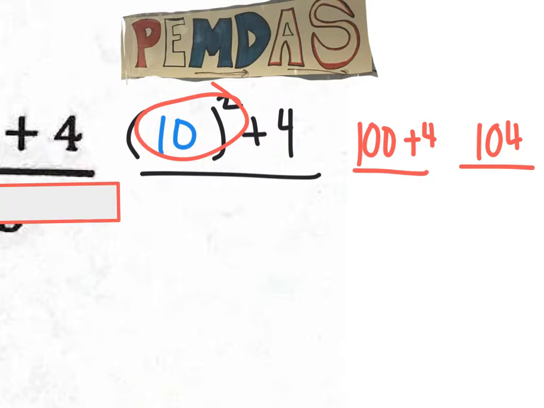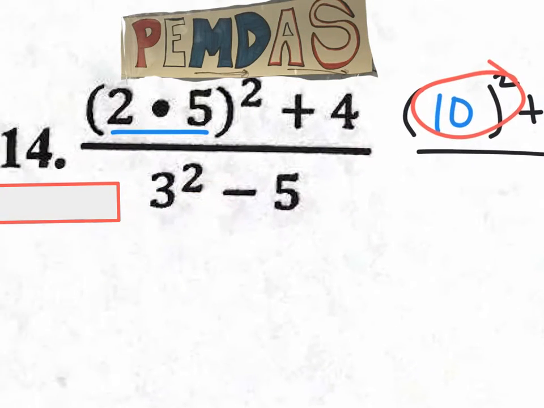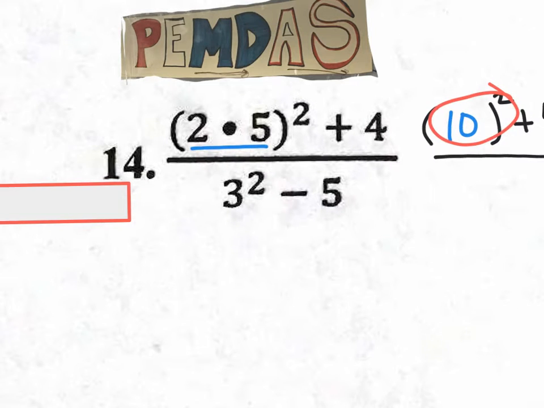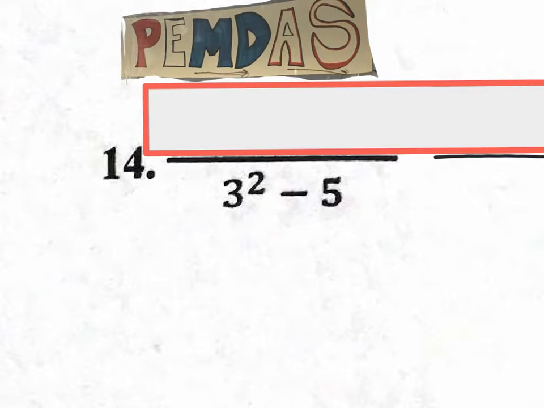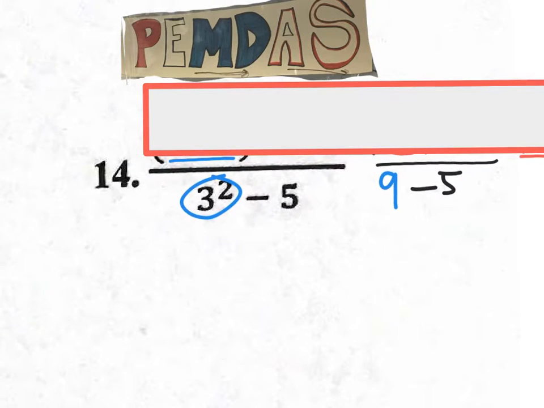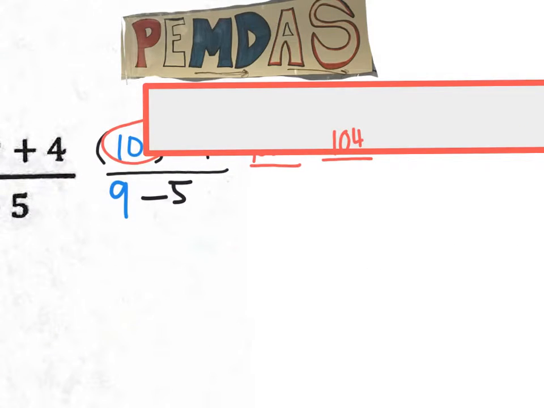So let's go back to the denominator now on number 14, and let's ignore what we did up here on the top. On the denominator we have two operations. We have exponents and subtraction. So do we do exponents or subtraction? Which one do we do first? Exponents, obviously. So 3 squared is 9, and 9, bring down or rewrite the minus 5. 9 minus 5 is what? 4. So that's what we're going to write down as our final answer over there.